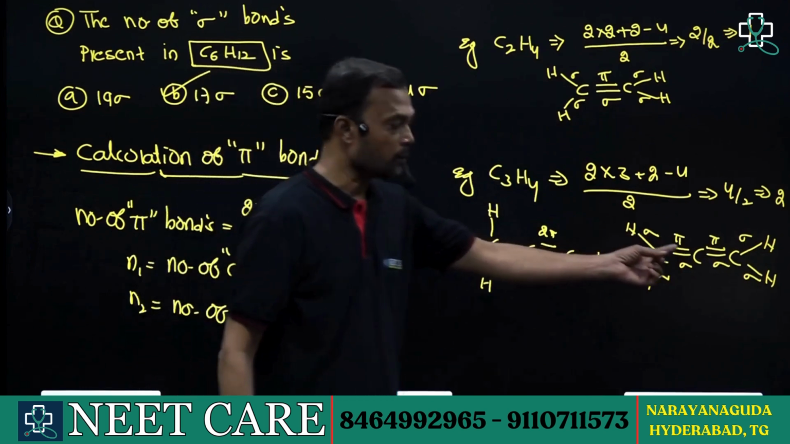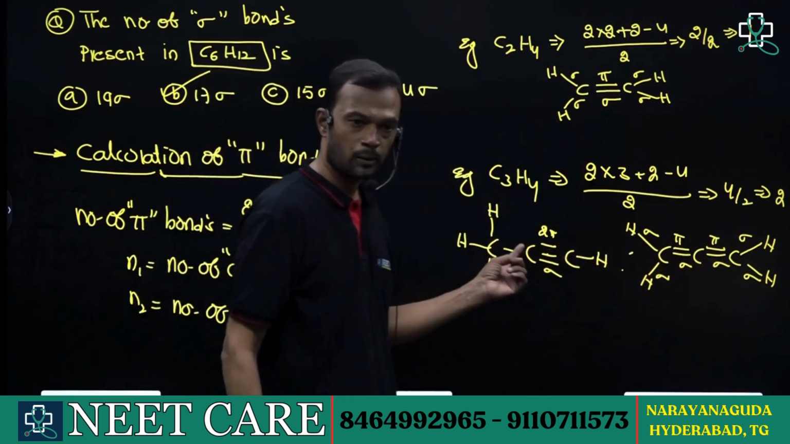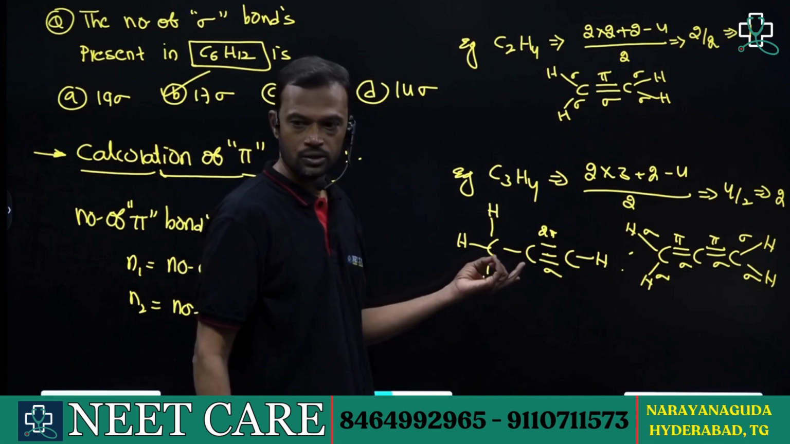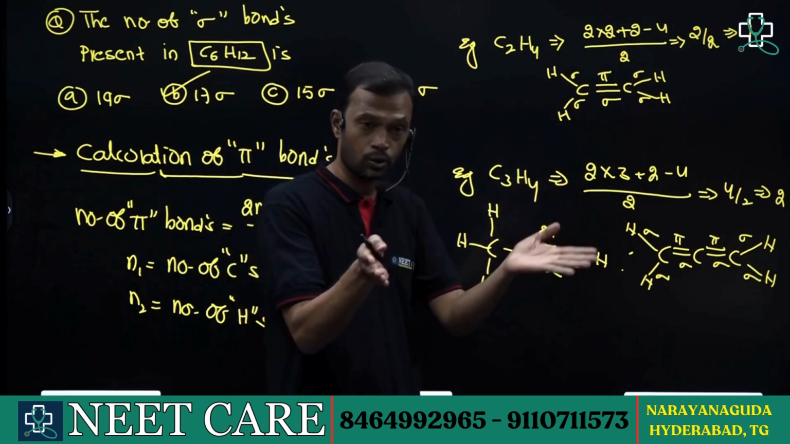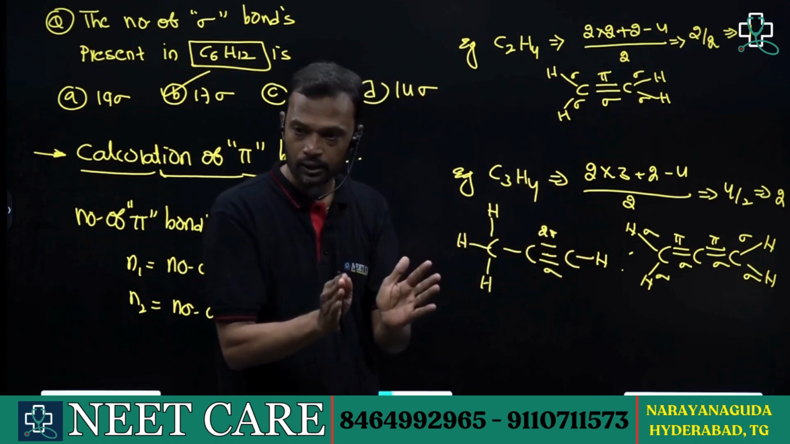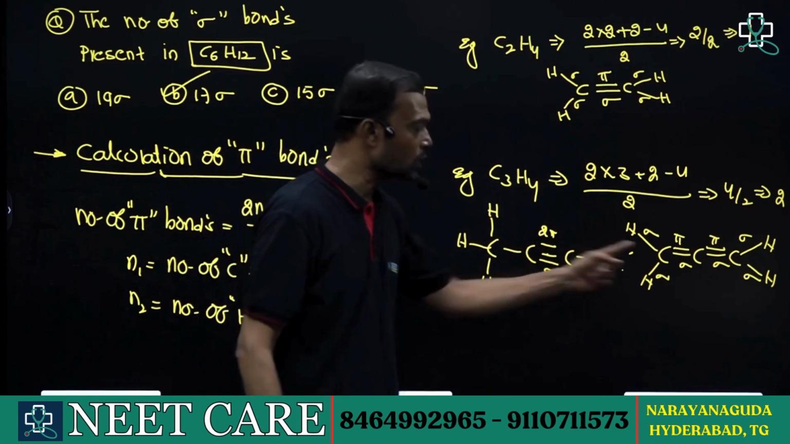Here how many pi bonds are present? 2. Means you can calculate the number of pi bonds for a dissimilar molecule with the same number of carbons and the same number of hydrogens. Are these 2 molecules the same?